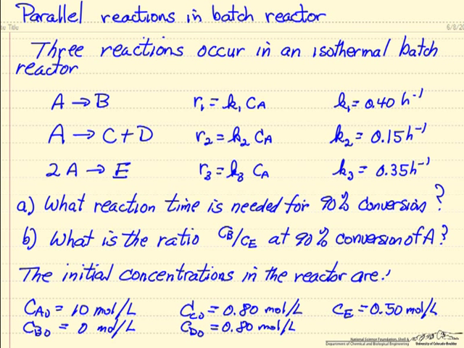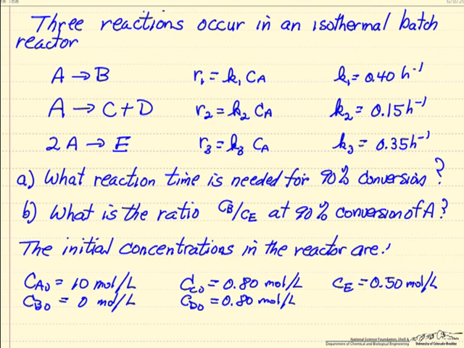And then the second question is, what's the ratio of the concentration of B, the product from the first reaction, divided by the concentration of E, the product from the third reaction, when we have 90% conversion? We're given the initial concentrations in the reactor.